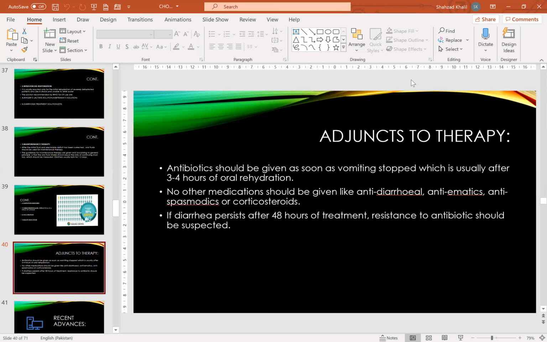Adjuncts of therapy. Antibiotics should be given as soon as vomiting stops, which is usually after 3 to 4 hours of oral rehydration. No other medication should be given, like antidiarrheals, antiemetics, antispasmodics, or corticosteroids. If diarrhea persists after 48 hours of treatment, resistance to antibiotics should be suspected.